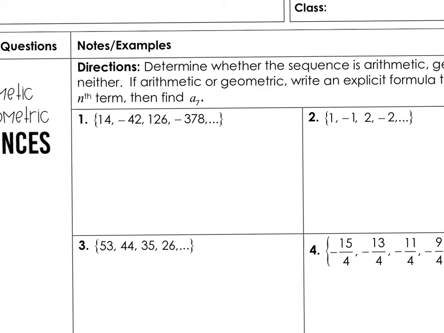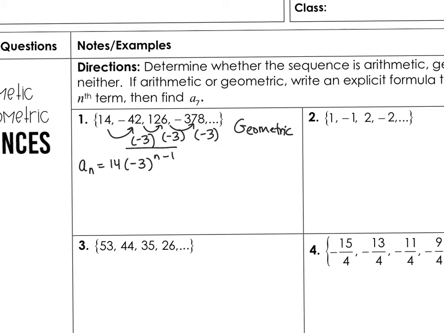Notice that they're going from there to there. They'd have to multiply by -3, and then times -3 again, and times -3 again. So that tells me that it is geometric. And then our formula would be, this is coming from the last test, a sub n would be the first term times -3 to the n minus 1.